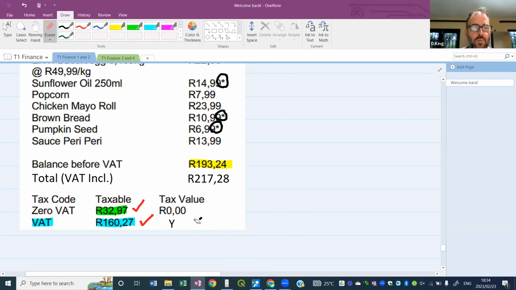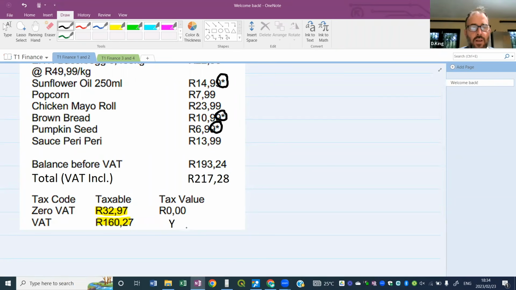All right, let me run through this one more time. So in an invoice, the shop has to show you all the VAT rated items and the zero VAT rated items, which are basic food things for all South Africans. And you can see the zero rated food items with the asterisks. Now the shop has to show you the difference between the two. So what the shop has done is it said all your zero rated items with an asterisk are down here at 32.97. Your other items, which you have to pay VAT on, are here at 160.27.